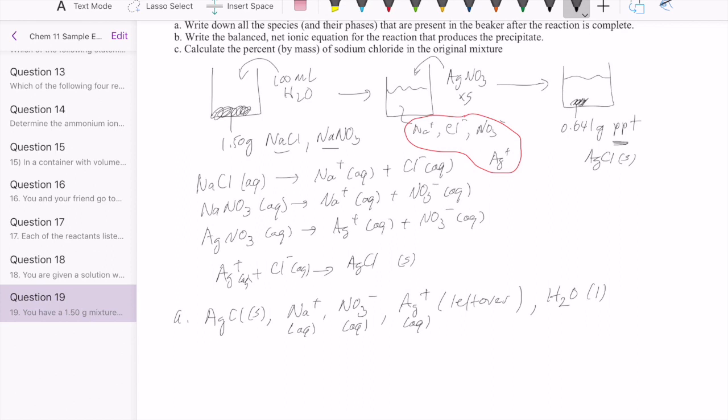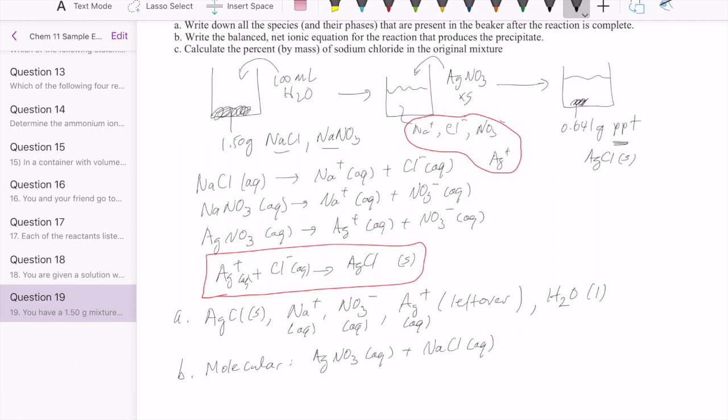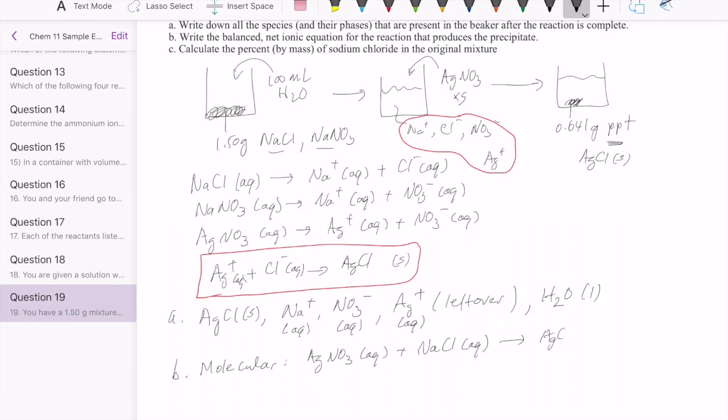The second question is about writing reactions. So the question is, write the reactions that produce the precipitate. Well, there are several ways to write it. The net ionic we actually already wrote right here, but we can start by writing the molecular equation, and that's just going to be AgNO3, and the thing that reacts with it is the NaCl in a molecular form. So that forms AgCl and NaNO3 aqueous.